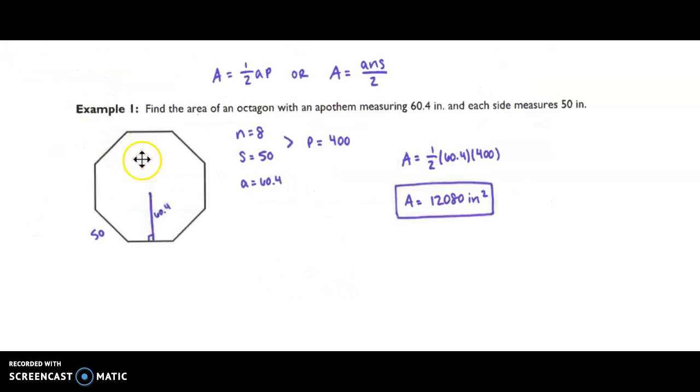I'm going to go over some examples here. This one's pretty straightforward. This should say a regular octagon. Octagon is 8 sides. We gave you the apothem of 60.4, and each side measures 50. That's your S value. So this one's pretty straightforward: 1/2 times A and S.